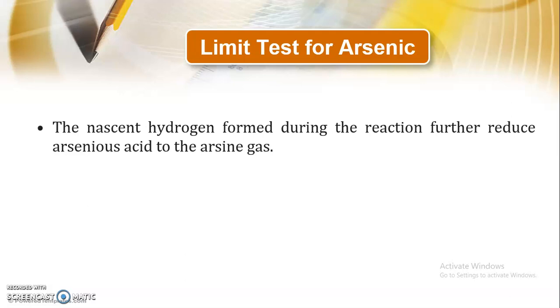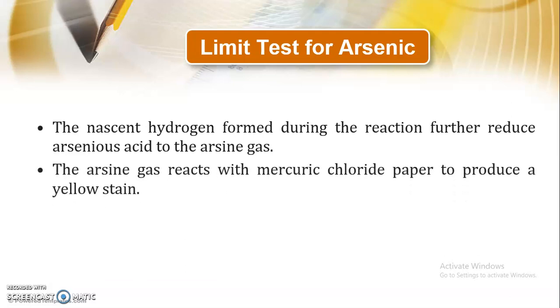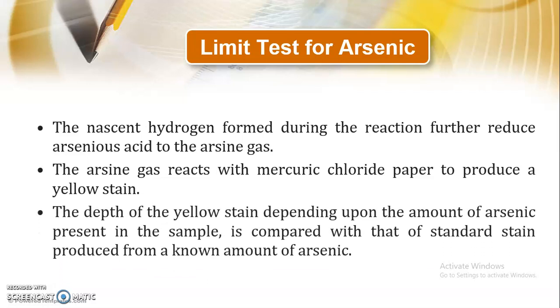And this arsenic gas is reacted with mercuric chloride paper to produce the yellow stain. Now, the depth of the yellow stain is dependent upon the amount of arsenic present in the sample. So this is the general rule: if the amount of arsenic in the sample is more, then the intensity of the yellow stain that is produced will be more.